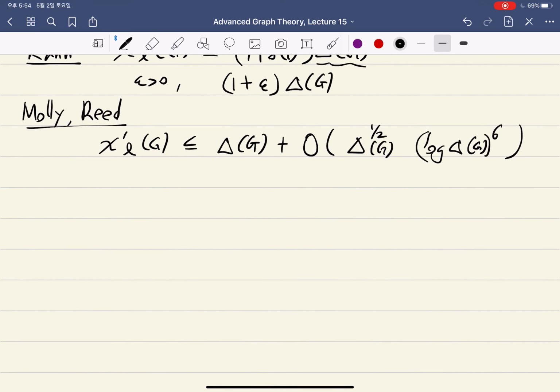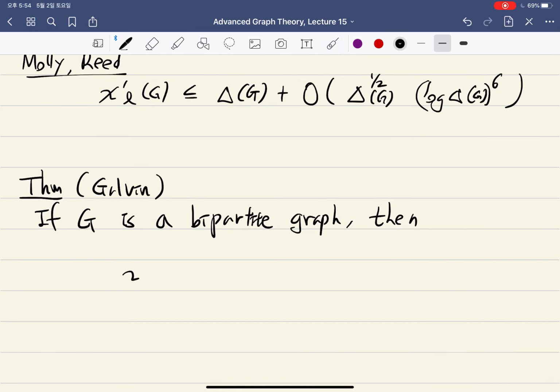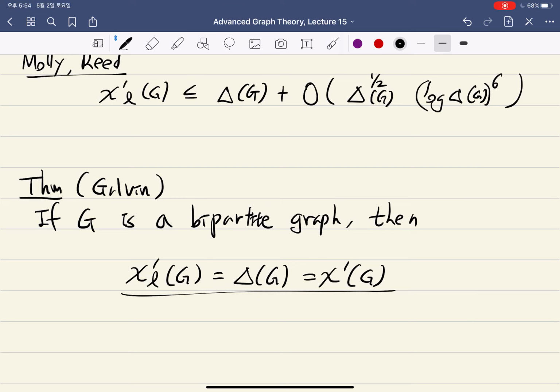And what we will prove is this theorem by Galvin. He proved the list coloring conjecture for bipartite graphs. If G is a bipartite graph, then the list edge chromatic number is actually the same as the maximum degree. And we already know that for bipartite graphs, the edge chromatic number is the same as the maximum degree of G. So this is what we will prove next time.